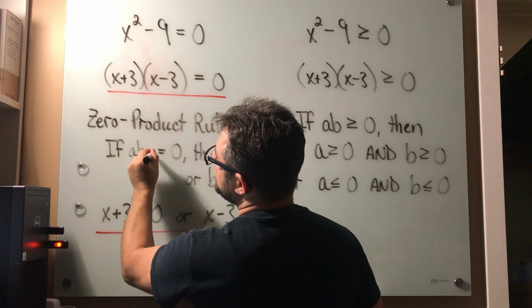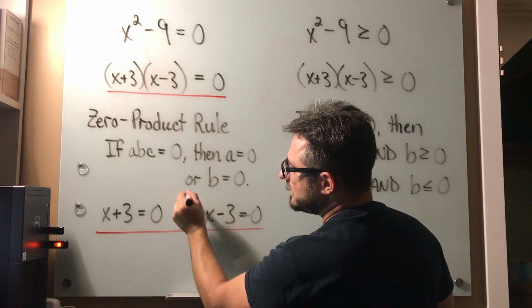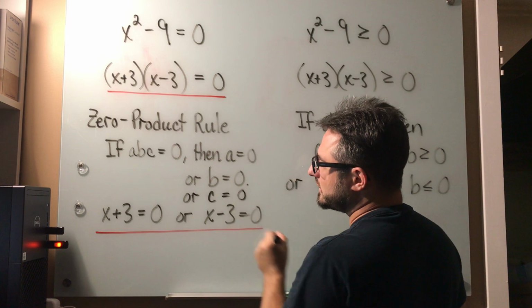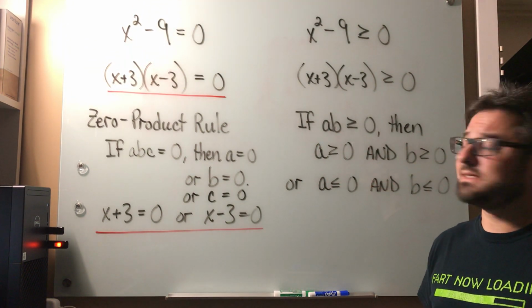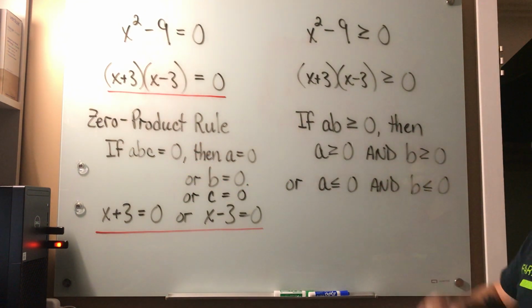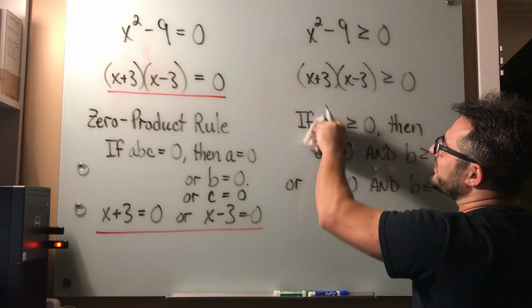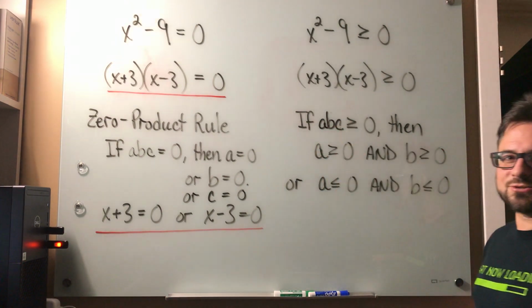If we're looking at a product of 3 factors, all we have to do is add one more clause. C could be 0. So long as one of the 3 things is 0, then the product will be 0. Oh, not so nice over here. If we add a 3rd factor, well, now we have to be extra careful.